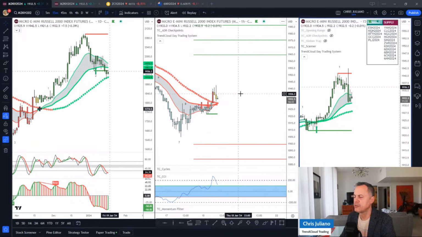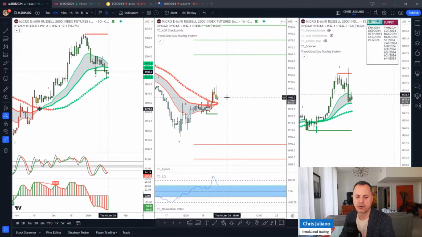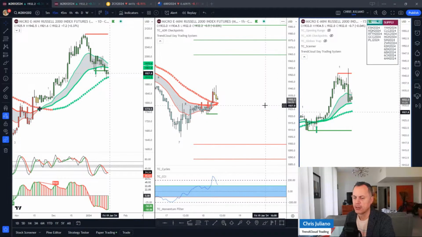Indicators on TradingView that you can combine to use on your trading platform and enhance your trading strategy with.